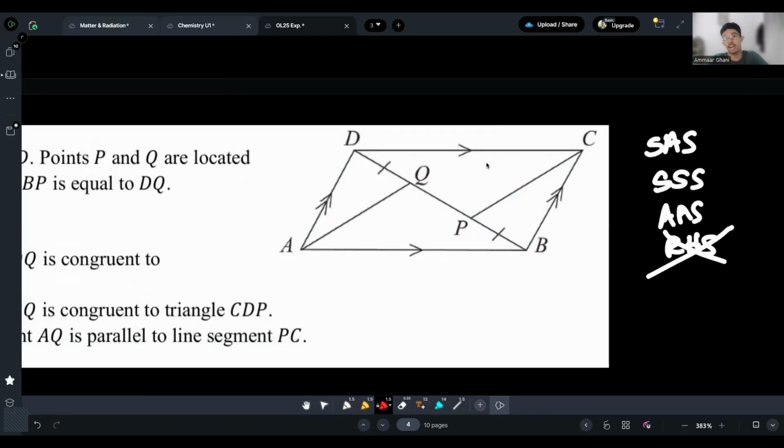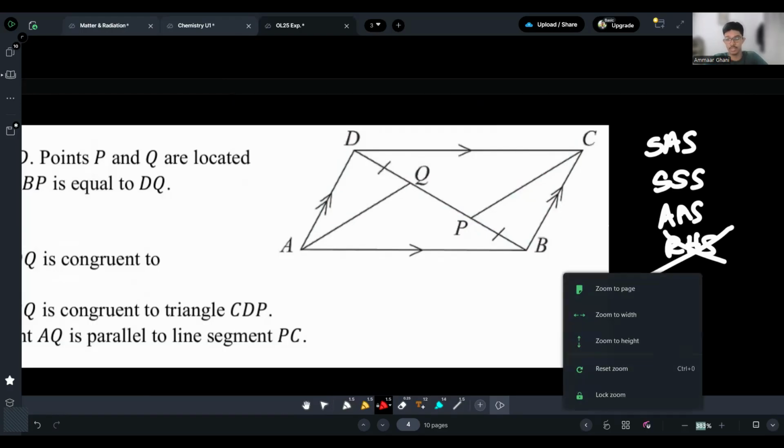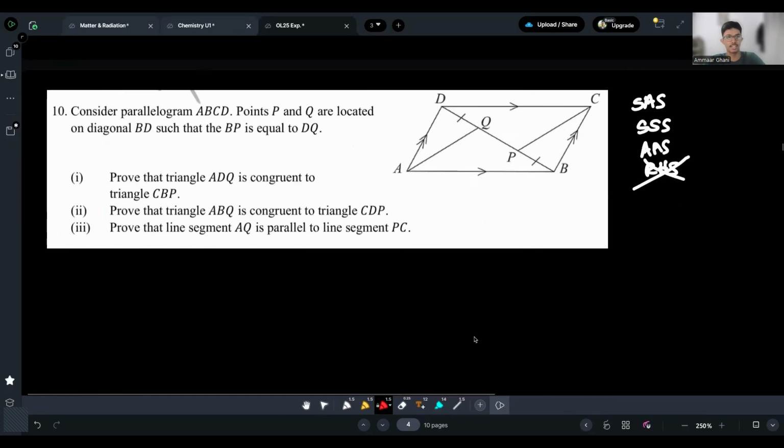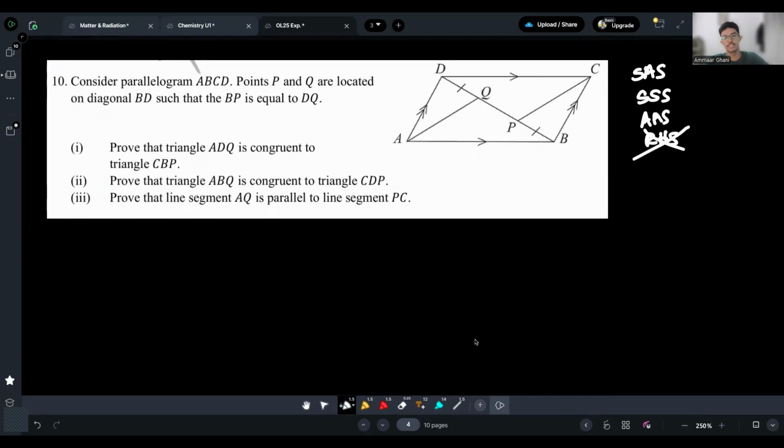If you ask me, is this a very hard question? No, it's a very easy geometry question to understand and get some confidence for some students. So prove ADQ is congruent to triangle CBP. First of all, be polite and write the triangles. Triangle ADQ and triangle CBP. Don't just start off and write to start proving. Just give some intro to the scenario.